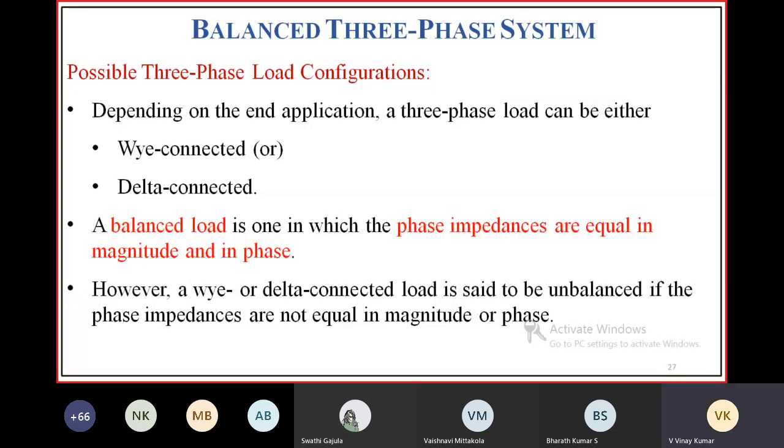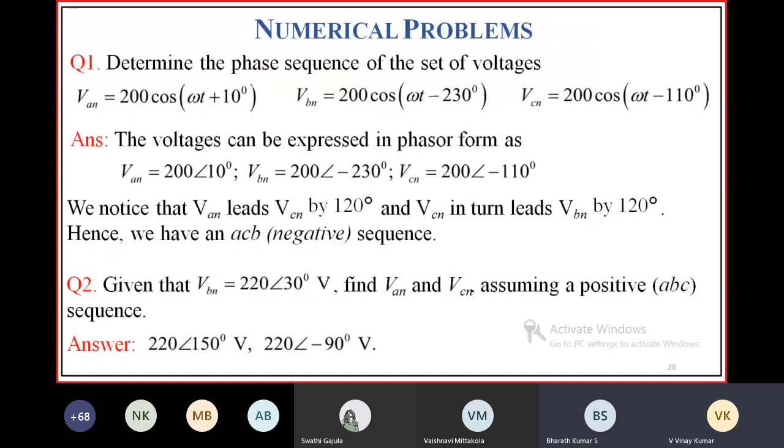Yesterday we discussed the star-connected system and the delta-connected system. In the star-connected system, we discussed the relationship between line voltage and phase voltage, and between line current and phase current. Similarly, in the case of delta connection also, we discussed the relationship between voltage and currents, between line voltage and phase voltage, and between line current and phase current in delta-connected form, right?